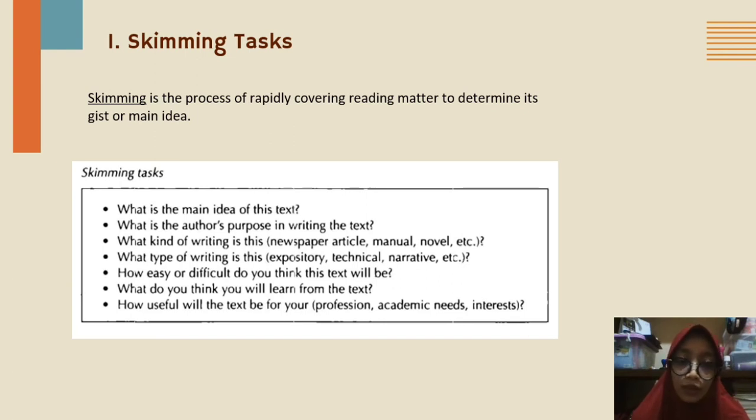So skimming is the process of rapidly covering reading matter to determine its useful main idea. And it is a prediction strategy used to give a reader a sense of the topic and purpose of a text, the organization of a text, the perspective or point of view of a writer, its ease or difficulty, and its usefulness to the reader. And there are some example questions that students usually answer. For example, what is the main idea of the text? What is the author's purpose of the text? And there are so many example questions for the skimming test.